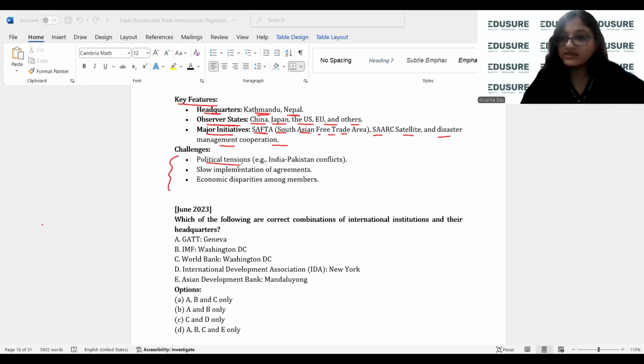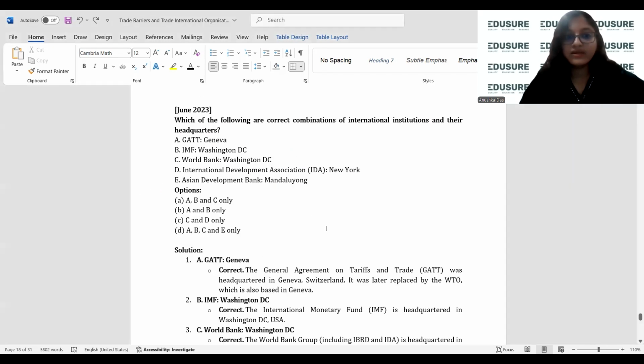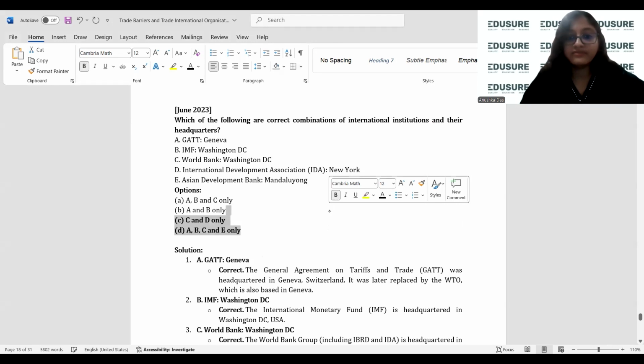Challenges is political tension. All these countries face political tensions, the India-Pakistan conflict in general. Then you have slow implementation of agreements, and economic disparities also act as challenges for SAARC as an organization. Right? So let's take a look at some questions and then we will stop.